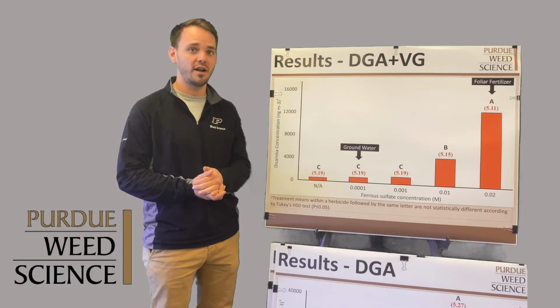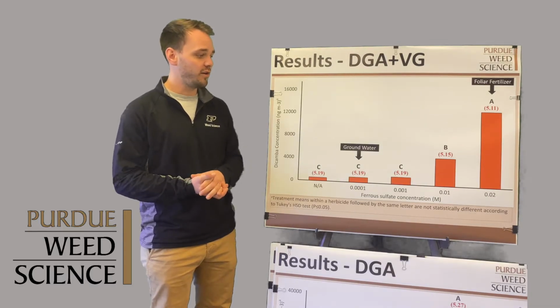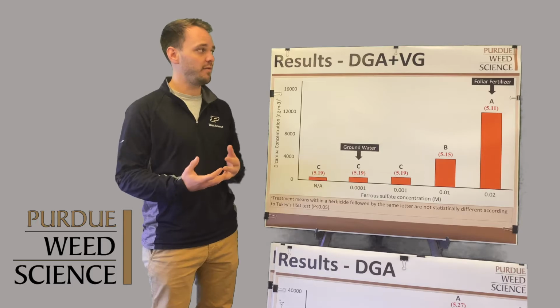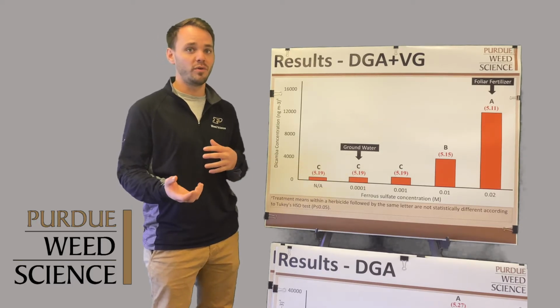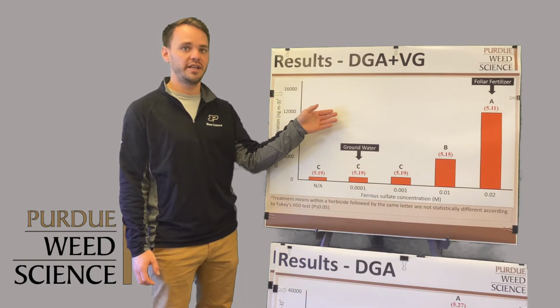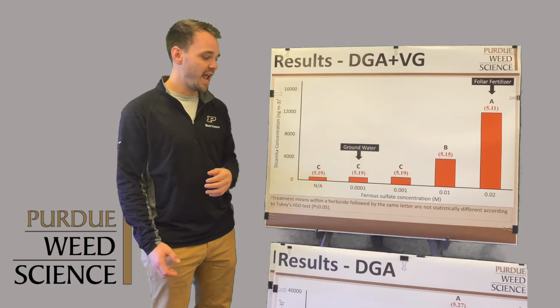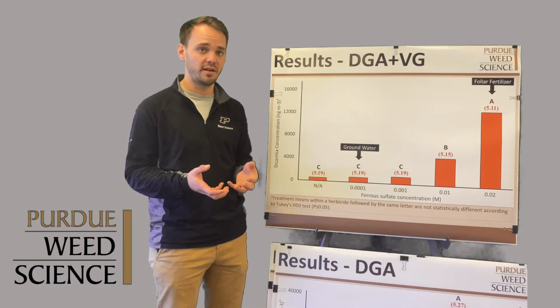So in conclusion, whenever we apply dicamba with ferrous sulfate equivalent to that of iron found in groundwater, we do not increase our dicamba volatilization. However, we would be very skeptical. We would not recommend adding a foliar fertilizer at a 0.02 molar concentration, because we know we can increase our dicamba volatilization from our DGA plus VaporGrip formulation. And with our DGA and our BAPMA formulation, we see a decrease in volatility.